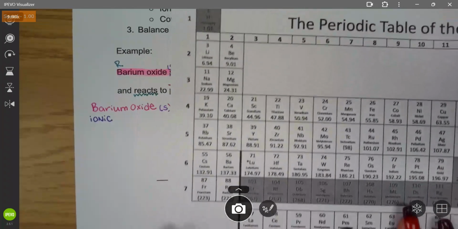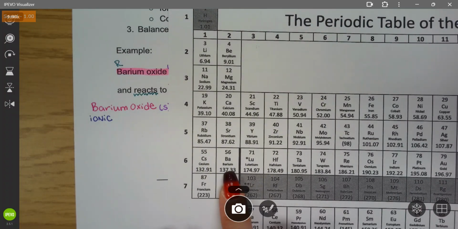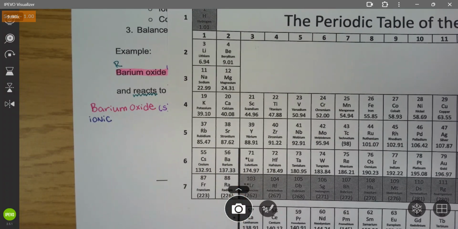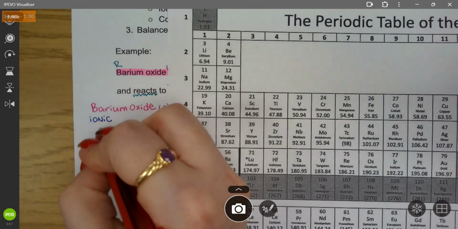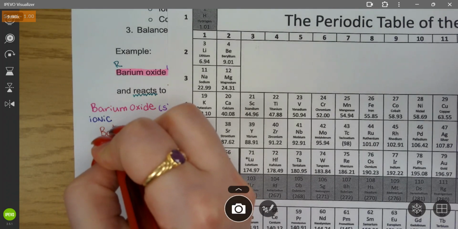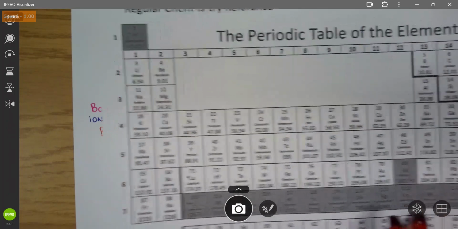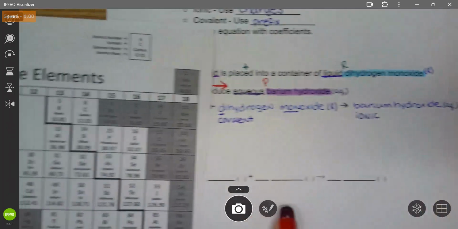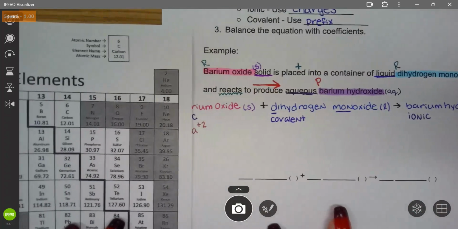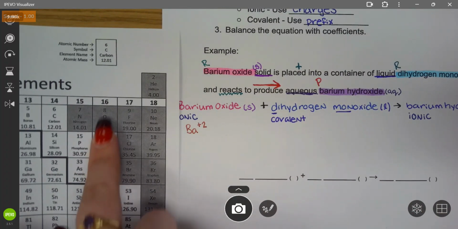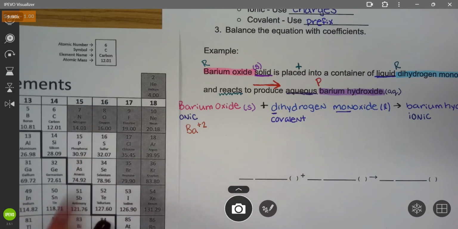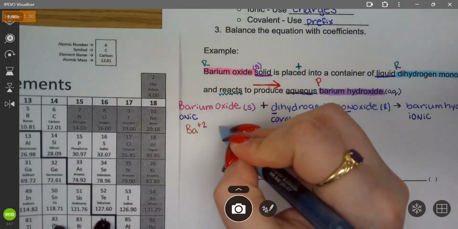Now, barium is down here. It's in our second column, meaning that barium has a +2 charge. So barium, Ba, is +2. Oxide means oxygen, right? So we're looking for oxygen. Oxygen over here has a charge of -2. If we're in group 16, that's a -2 charge.